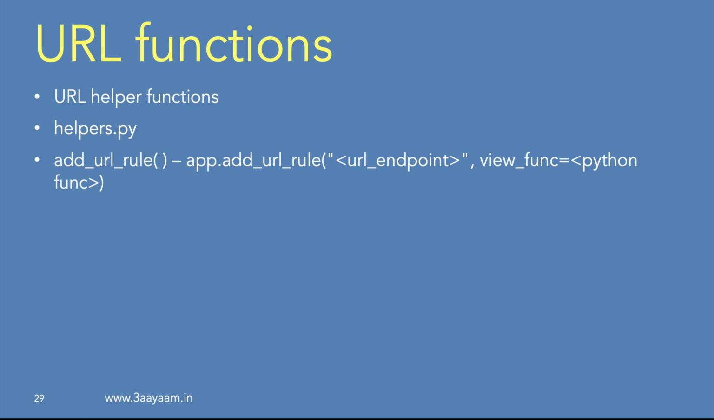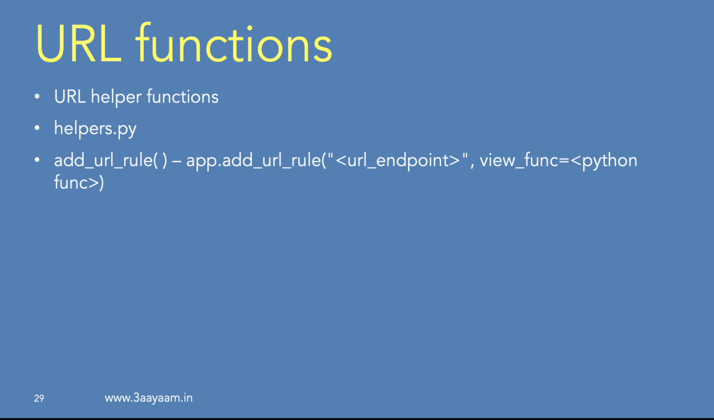The first one is add URL rule. What it does is that we use it using the app object dot add URL rule. We provide the URL endpoint, then we mention the view function. So what is URL endpoint? You already know. The URL endpoint is the endpoint that we send from the client. In our case, that is Postman. And view function is the Python function that is used to handle that URL endpoint using an API.